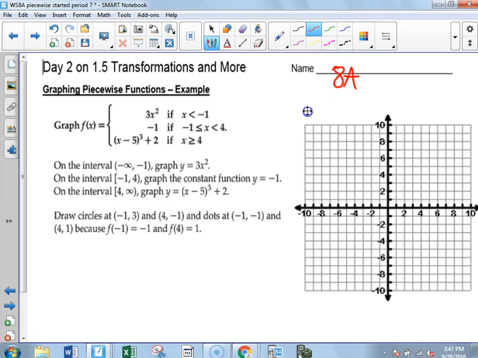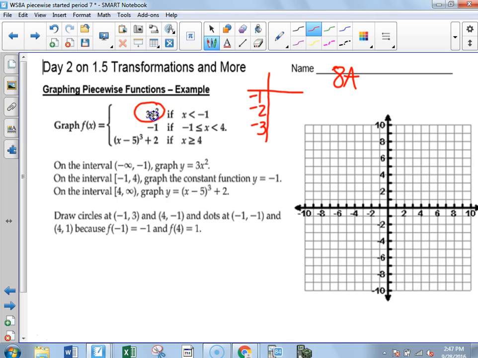I didn't do this one yesterday, right? It's already done on your paper, so just watch me for fun, okay? It says 3x squared, so that would be a little parabola shape. Except it says we don't need values unless they're less than -1. So -1, -2, -3, is everybody okay that those are getting less than -1, going down from -1?